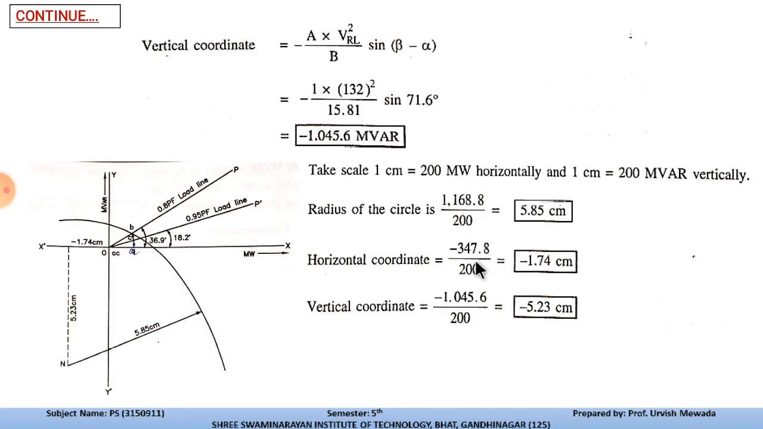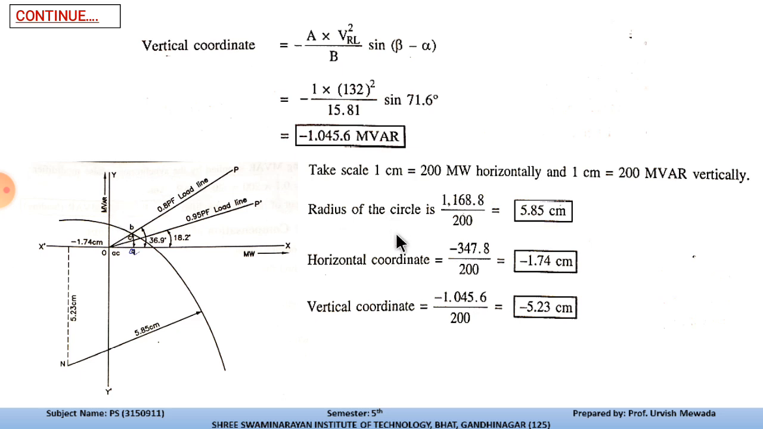Now the vertical coordinate is minus A by B VR square sin of beta minus alpha. So 1 into 132 square over 15.81, with sin of beta minus alpha at 71.6, gives minus 1045.6 MVAR. Now suppose we take the scale as 1 centimeter equal to 200 megawatt horizontally, and 1 centimeter equal to 200 MVAR vertically.